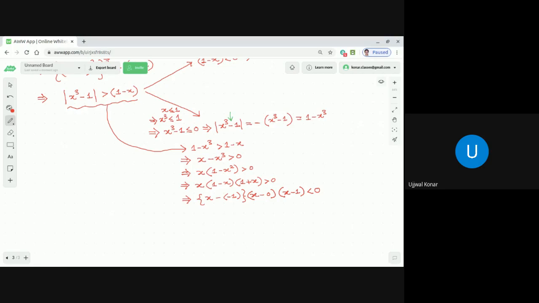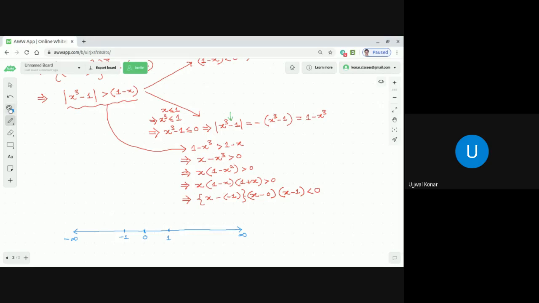After that is quite obvious: the wavy curve method, isn't it? You need to draw a number line. This is the 0. Right hand side it goes up to infinity, left hand side it goes up to minus infinity. And what are the points here? Minus 1 here, 0 is already there, and 1 is there.